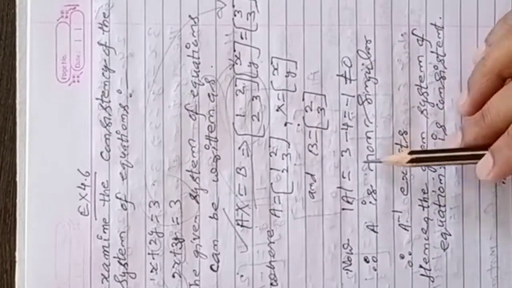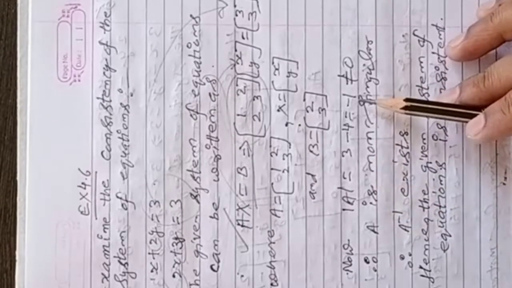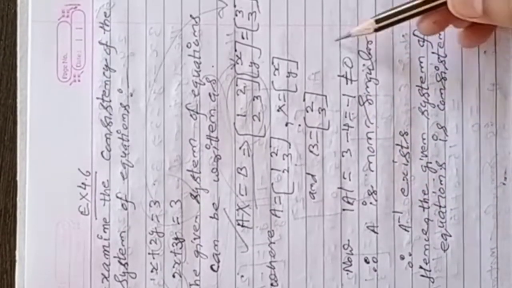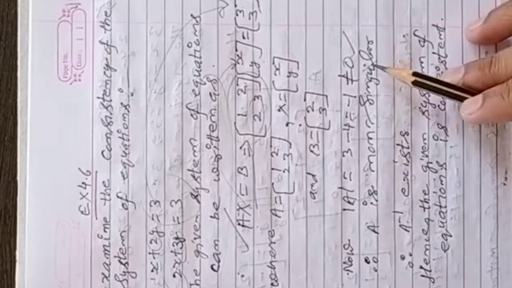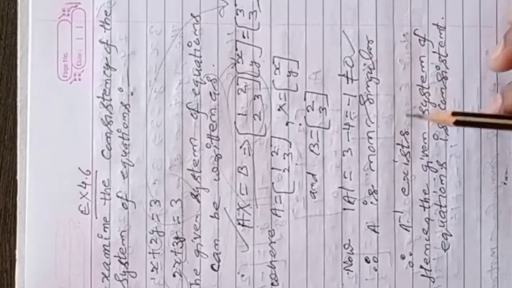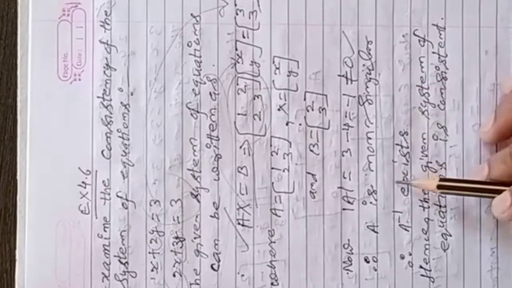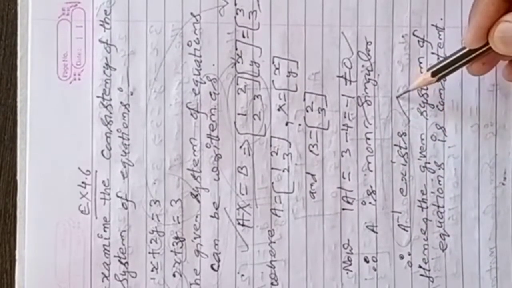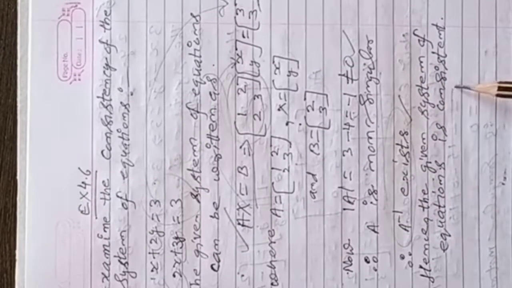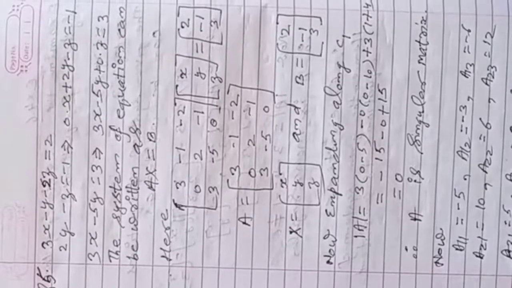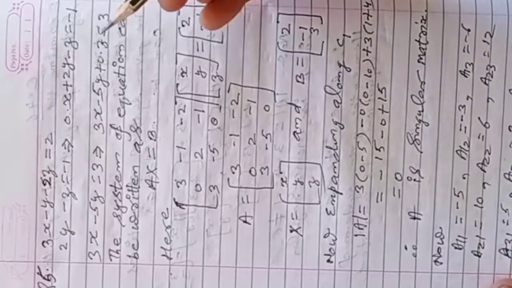Now first of all we will find its determinant. It is coming -1, not equal to 0. So whenever the determinant is not equal to 0, it is a non-singular matrix and A inverse can exist in that case, and hence the given system of equations is consistent. All the questions are of the same type.